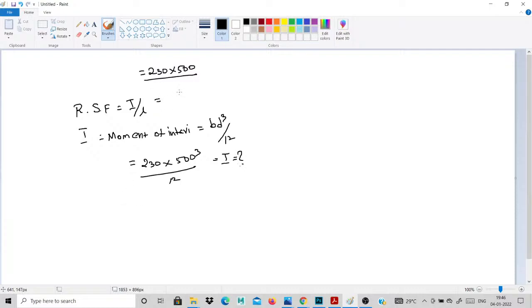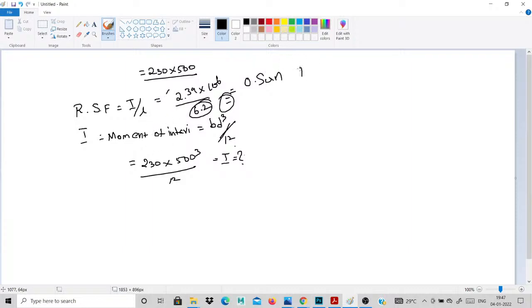Then for the rotation stiffness value, you simply apply the I values, then divide by the length value. Our length, you take any length. My length is 6.2. Then you calculate the sum of values, and finally the distribution value. You calculate BD cube by 12, divide that value by length, and you automatically get the RSF value, the rotation stiffness value.